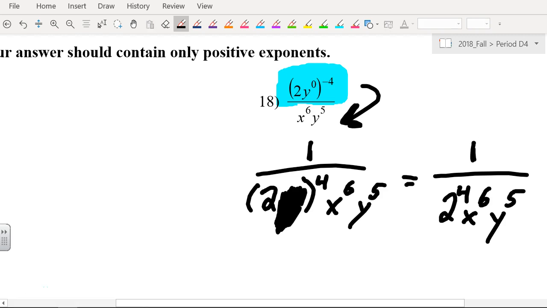No? Yes? I kept y to the 0. Like, why don't you keep y to the 0? You could, but it's not fully simplified. So I would take off a couple points, but it would be correct. His question was, what if you left the y to the 0 there in your final answer? The answer is it's still correct, but it's not fully simplified. Okay?